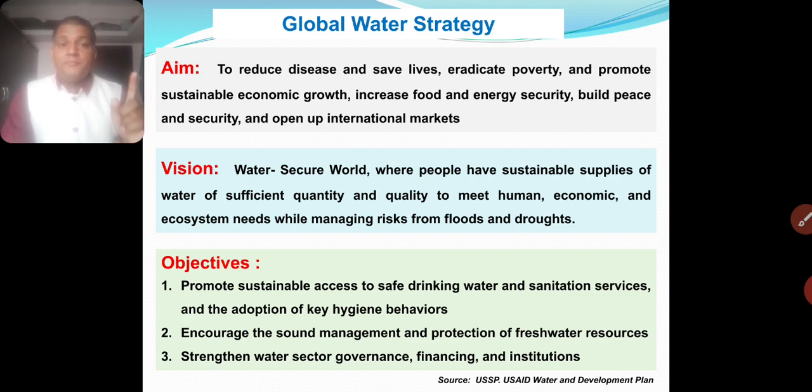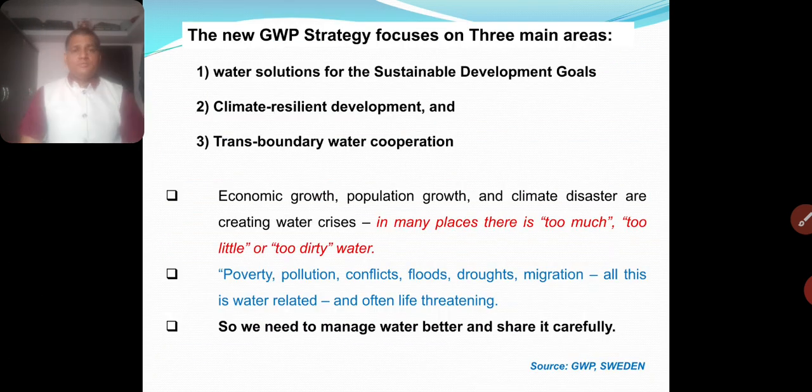And third is strengthen water quality, water sector governance, financing and institutions. It means you have to strengthen the water sector governance. They have to set the policies and rules for the secure purpose. They can provide the financing for the protection as well as for treatment. And you have to involve institutions for research on the water sector. So these are the very important objectives given by the Global Water Resource Strategies Action Plan report.